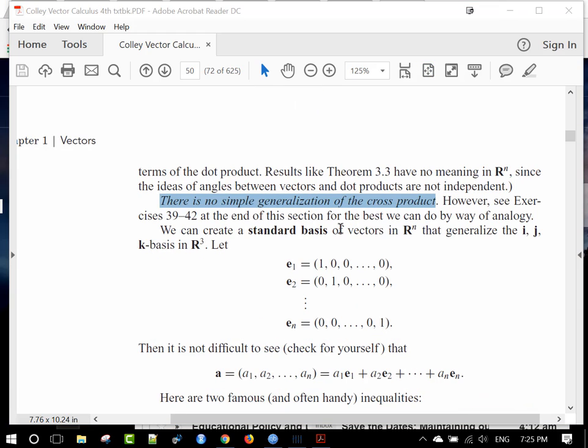Okay, there's no simple generalization of the cross product. However, she says that if you look at these exercises, you can get something like a cross product for higher dimensions. Okay, we can create a standard basis of vectors in Rn that generalize the ijk basis. So here we have the standard basis for Rn. E1 will have a 1 in the first place and zeros for the rest. That's just like for i, in R3 we'd have 1, 0, 0. E2 will be 0, 1, and then zeros in the rest, and so on. And En will have 1 in the last place and zeros in the rest.